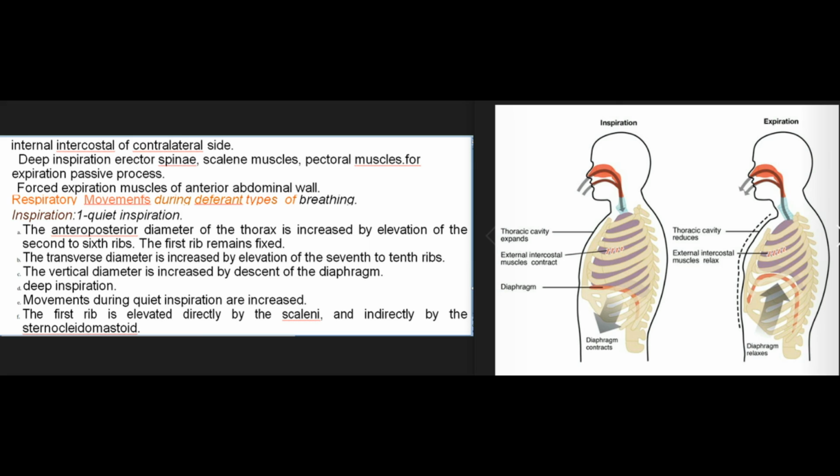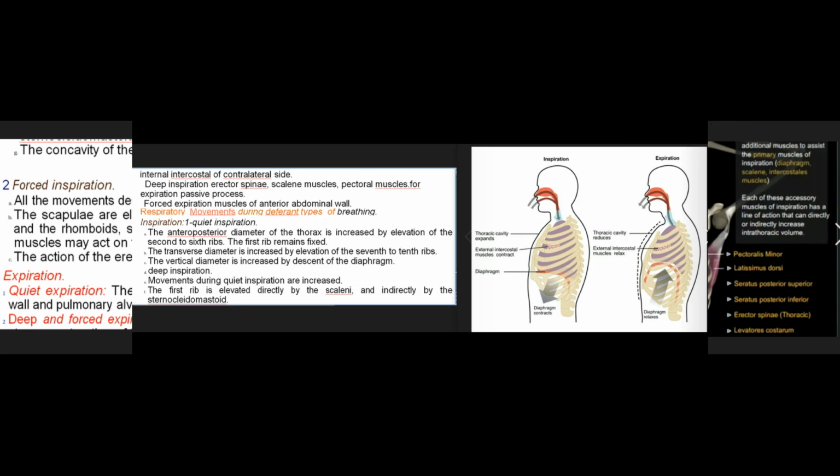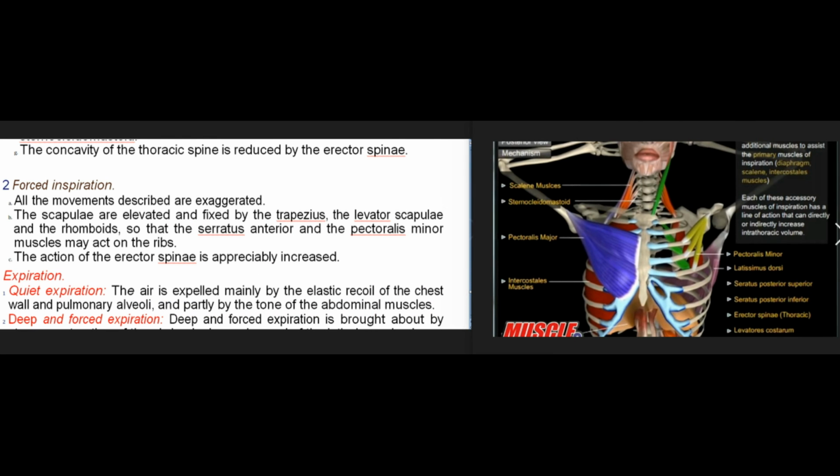Deep inspiration. Movements during quiet inspiration are increased. The first rib is elevated directly by the scalene, and indirectly by the sternocleidomastoid. The concavity of the thoracic spine is reduced by the erector spinae. Forced inspiration. All the movements described are exaggerated. The scapulae are elevated and fixed by the trapezius, the levator scapulae and the rhomboids, so that the serratus anterior and the pectoralis minor muscles may act on the ribs. The action of the erector spinae is appreciably increased.